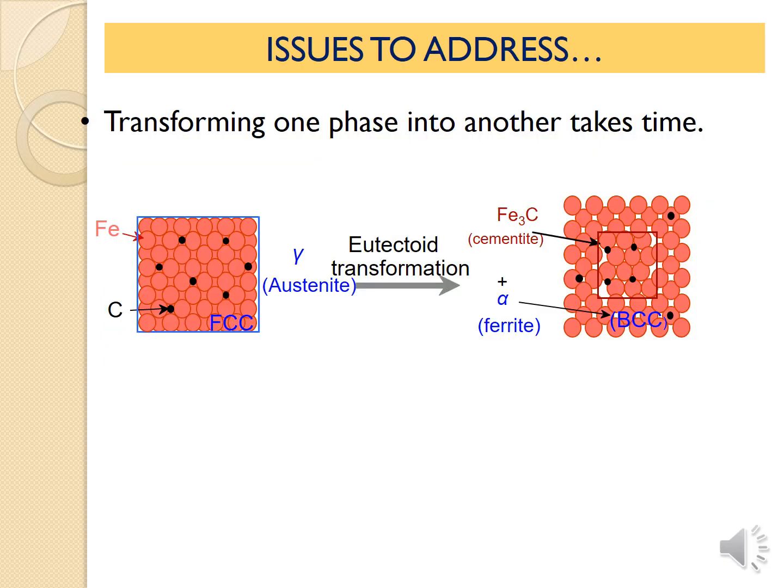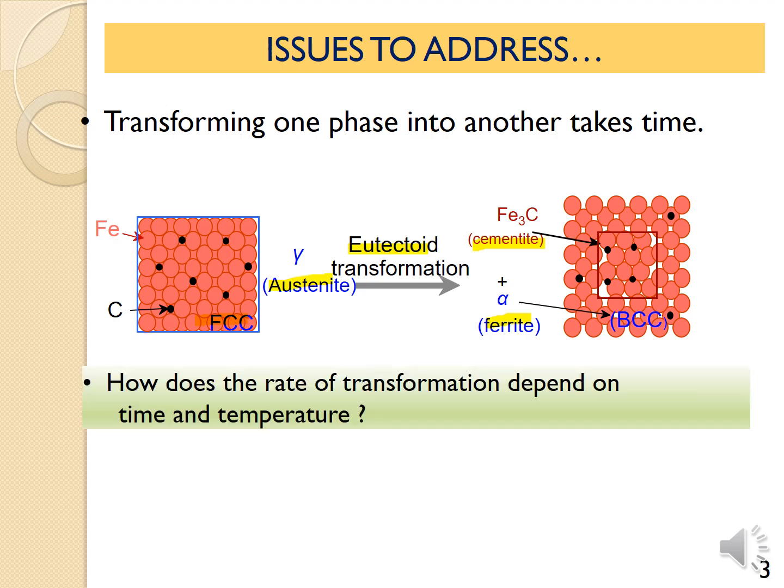Some information the equilibrium phase diagram cannot answer, including time. Transforming from one phase into another takes time. For the eutectoid reaction, we have FCC austenite, and it will transform into a two-phase microconstituent, which includes the cementite and then ferrite, where your ferrite has a BCC structure. So this type of transformation definitely will take some time to finish, but your equilibrium phase diagram cannot show time, doesn't have any information regarding the time.